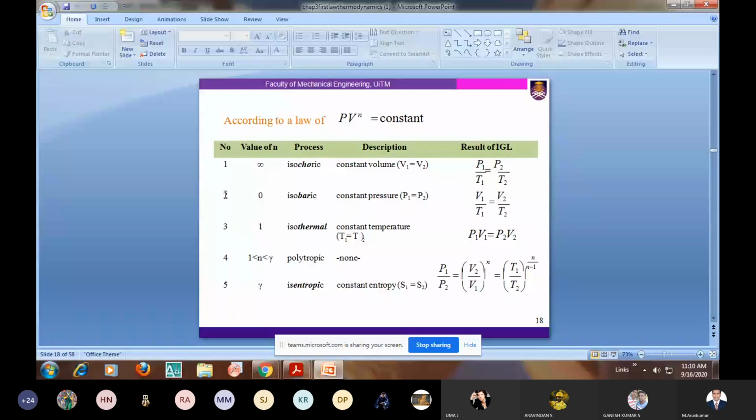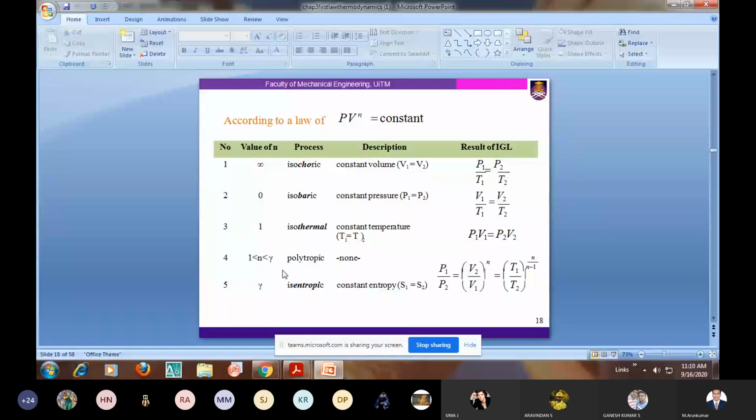Right. So the second line is isobaric, constant pressure. So P1 equal to P2. Then we can have the equation as V1 by T1 equal to V2 by T2. Then the third graph will show you the isothermal process, that is constant temperature. So T1 equal to T2. Then we have the ideal gas equation as P1 V1 equal to P2 V2.